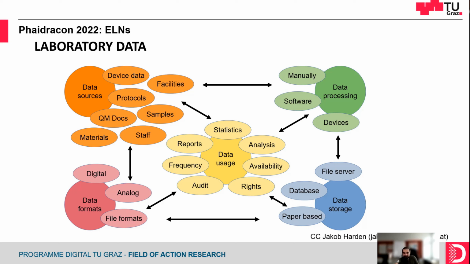And what we do with it, okay, we do a lot of stuff. We write reports. We use statistic analysis. Availability is a point, and also audits at the end of a research project with a specific amount of budget can be important. And with an appropriate documentation, all of this stuff is easier to handle.